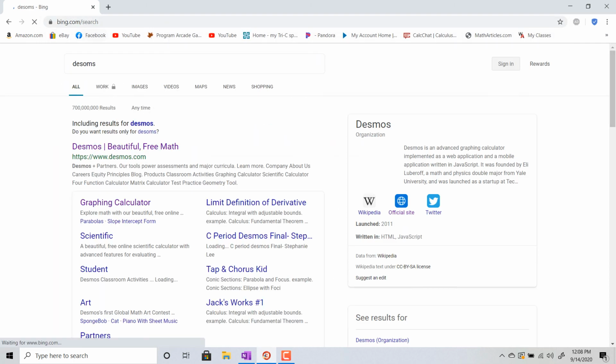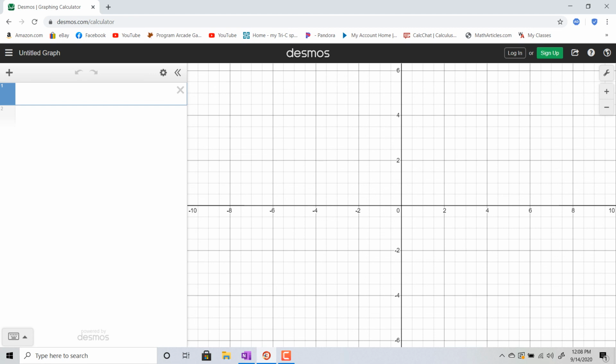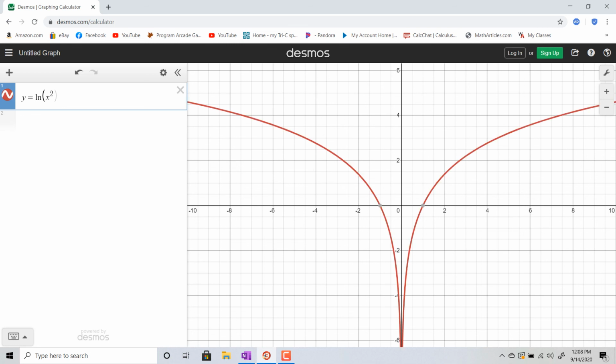Desmos, take a little break, right? Graphing calculator. So y equals ln of x squared. Oh, it looks like 2 natural logs, right? Not quite. Let's look at y equals ln of x. Okay, so the ln of x is not quite this; this thing has been stretched.